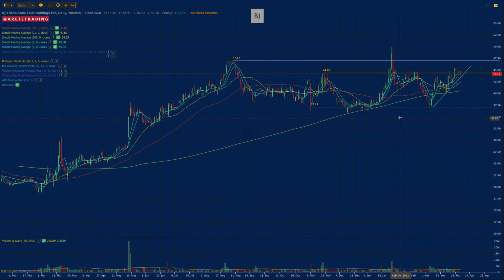Now, I do like how these averages are starting to curl up, but they've done that here, they've done that here, and then they roll over. And you are holding the 200-day, and the 200-day is creeping up. So this may go this time, but I'd want to see it go, and I'd be looking at that 47.34, let's just call it 47.50 level.